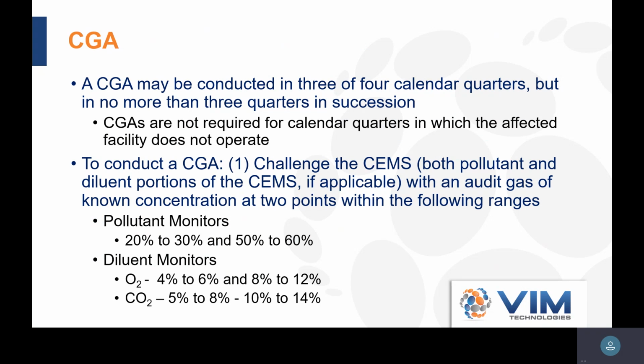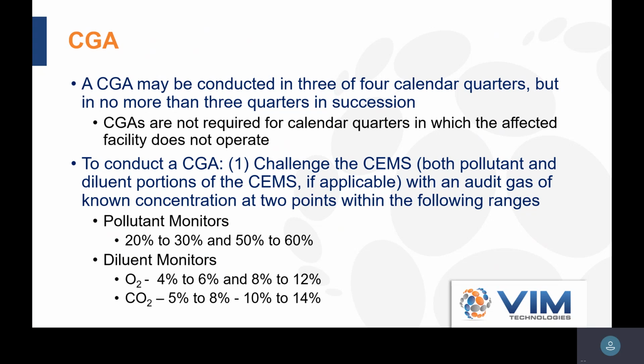This is just describing what a CGA is. You do a CGA in 3 of 4 calendar quarters, because in the other quarter you're doing your RATA. It's not required if the unit doesn't operate. So if it's quarter 3 and the unit that the CEMS is on doesn't operate, then you don't need to do a CGA. But I would still do it, because what if in the last few days of the quarter the unit fires up and you're scrambling to get your CGA done? Remember, the unit does not need to be operating to do the CGA.